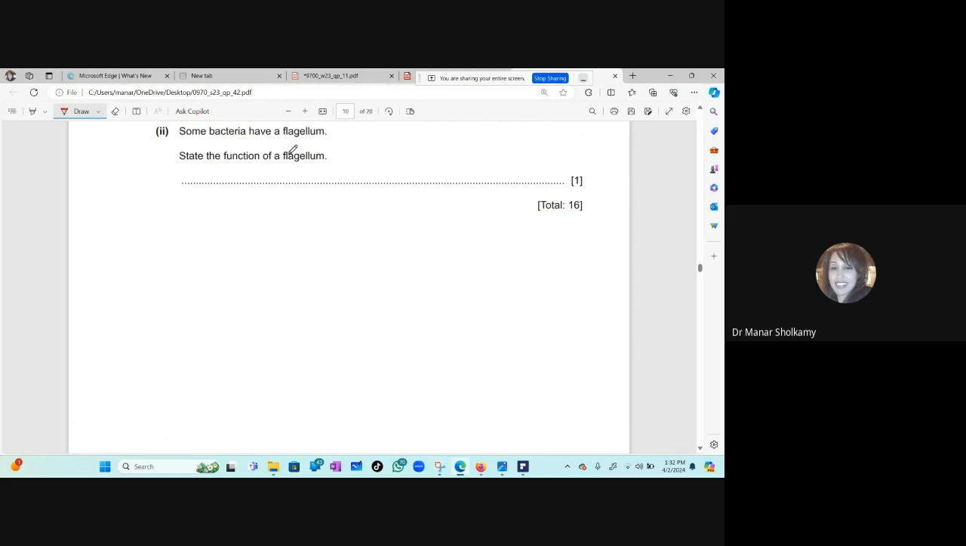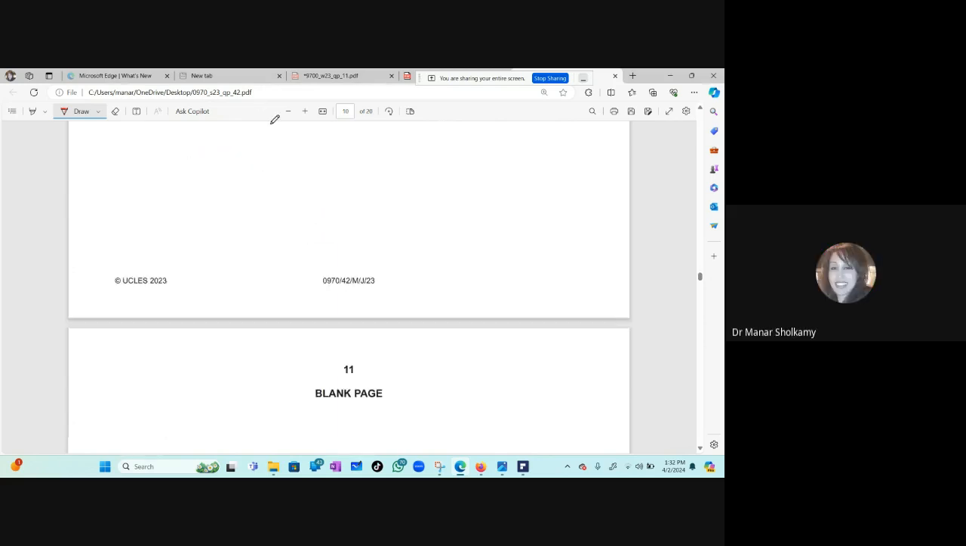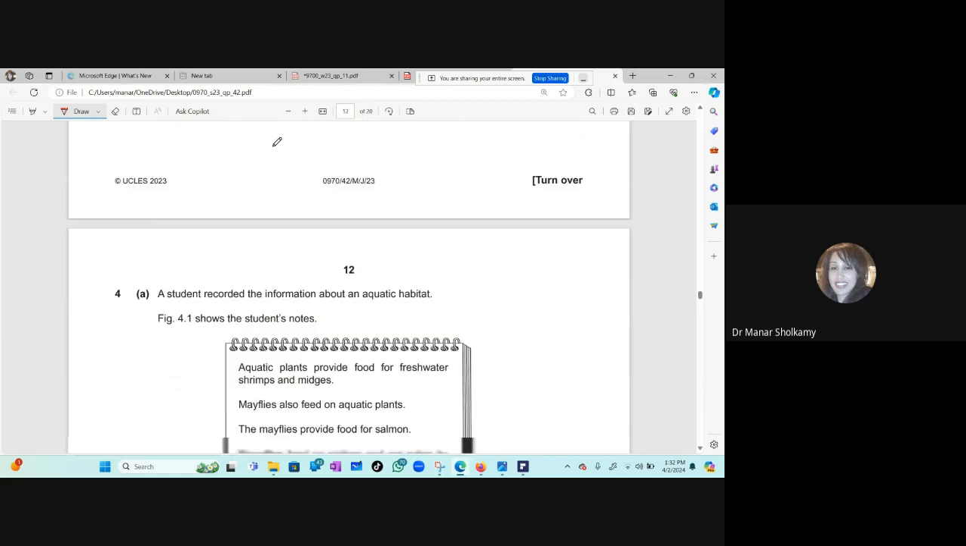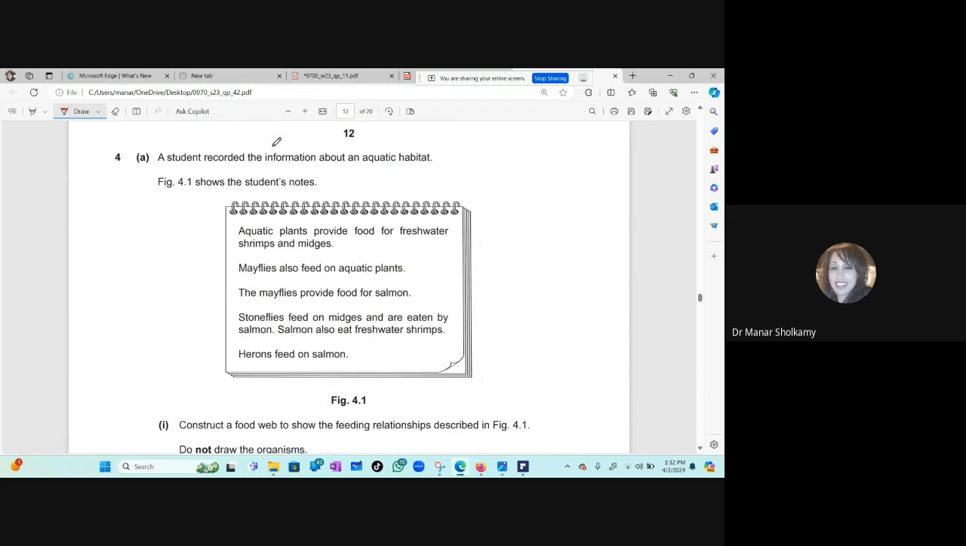That's so easy. Allow movement. Help it move. Correct. Movement or swimming. Very, very good. It's an easy exam, by the way. But some questions are tricky. Now, an ecology question. You always have an ecology question. So please don't ignore ecology.